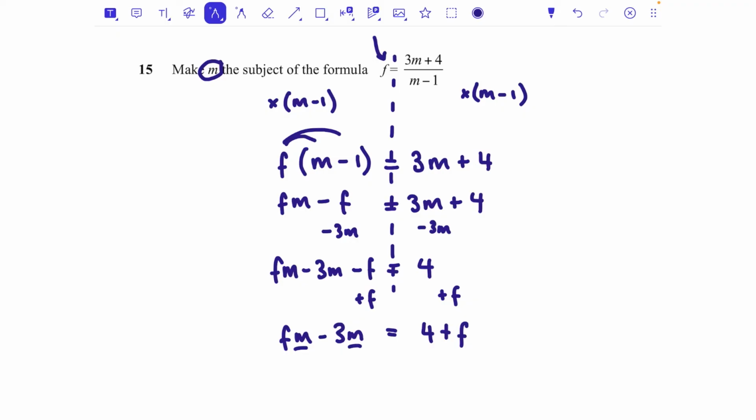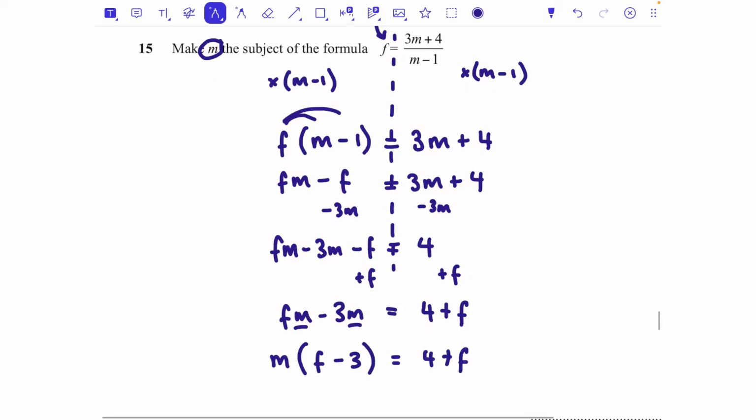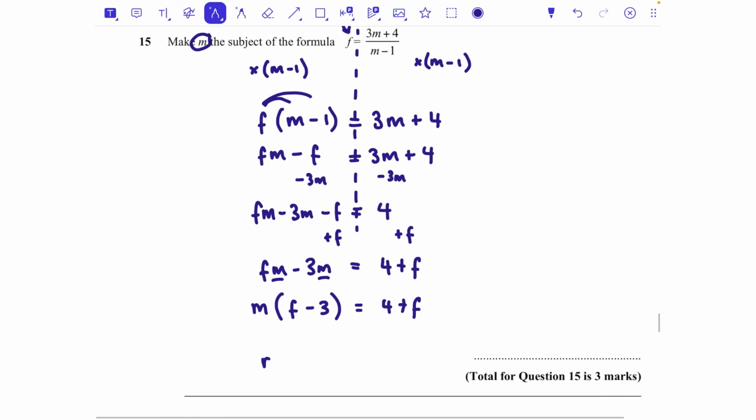Now I've got an m here and an m here. The only way to get them together is to factorise. So they're not like terms, but to get the m's together, I can take that m outside a bracket and write f minus 3, and then we can just divide by that bracket. So m equals 4 add f divided by f minus 3. And that's my final answer.